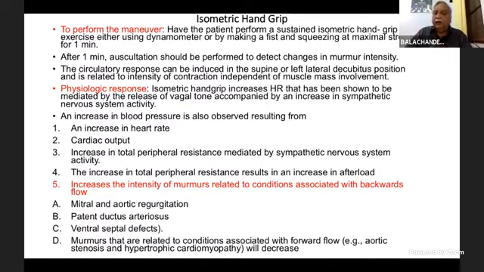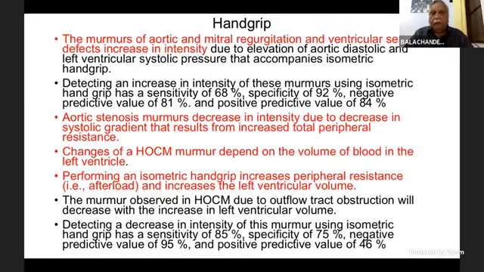So murmurs that are related to conditions with forward flow like AS and HOCM will decrease with hand grip. The murmurs of AR, MR, and VSD will increase in intensity due to elevation of the aortic diastolic pressures. Detecting an increase in the intensity of the murmur has a sensitivity of only 68%, but specificity of 92%. Aortic stenosis murmurs will decrease in intensity due to a decrease in the systolic gradient, which will result from an increase in the total peripheral resistance.